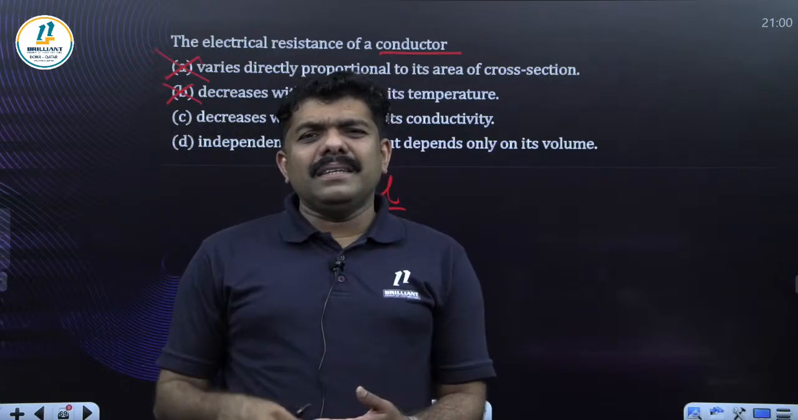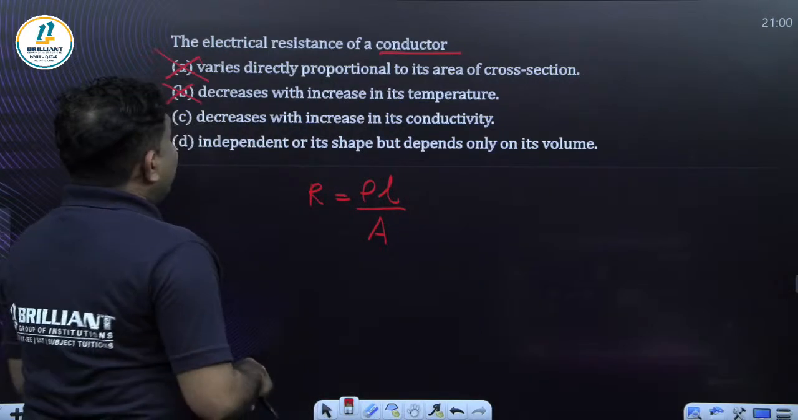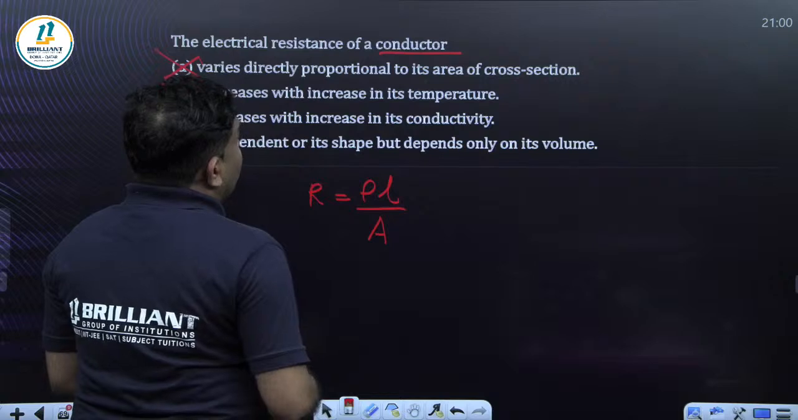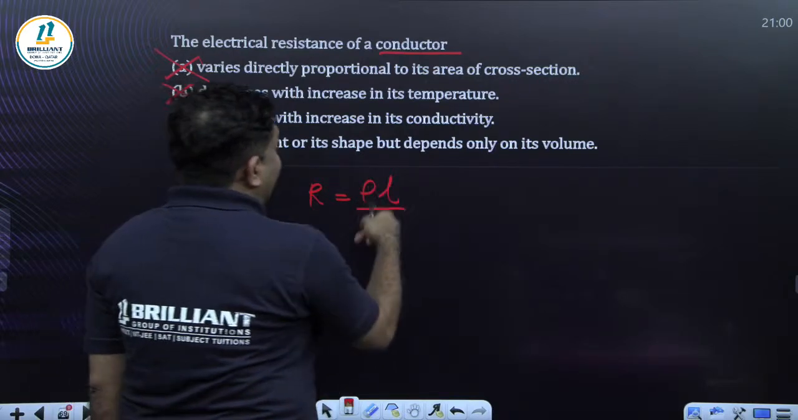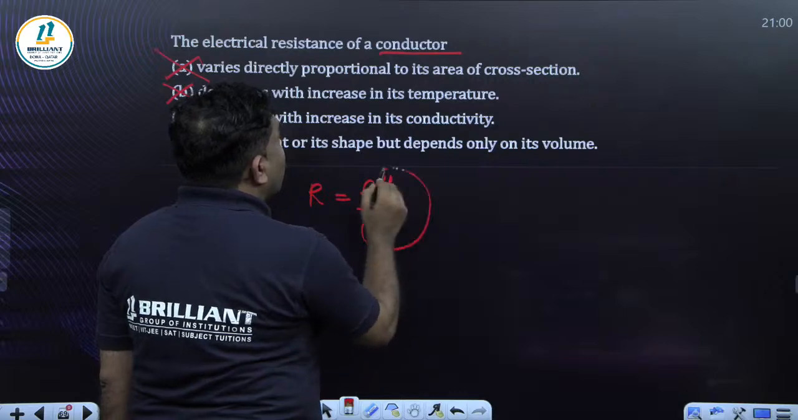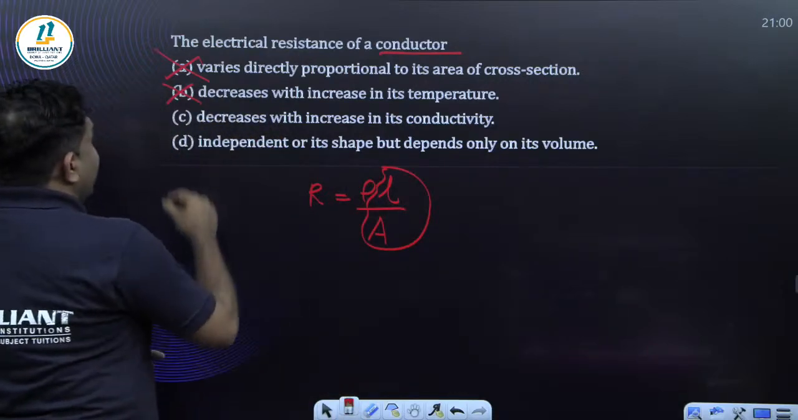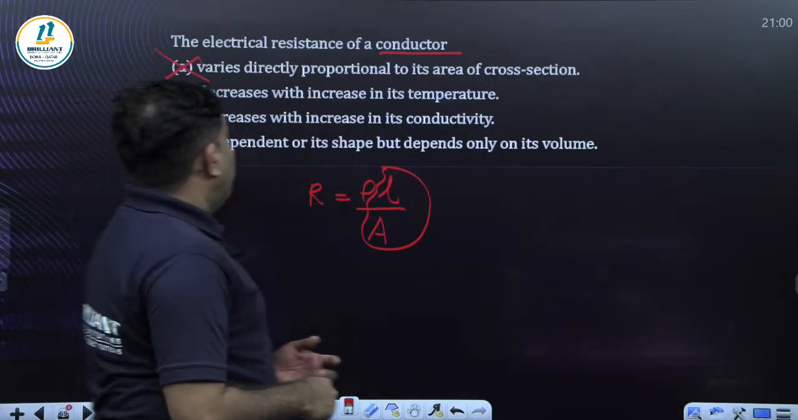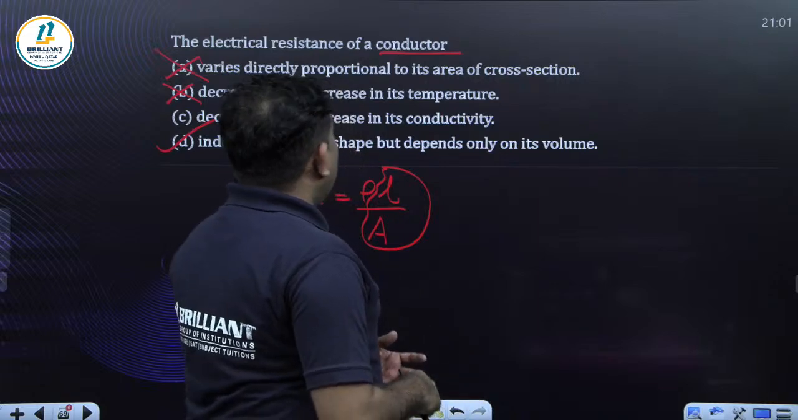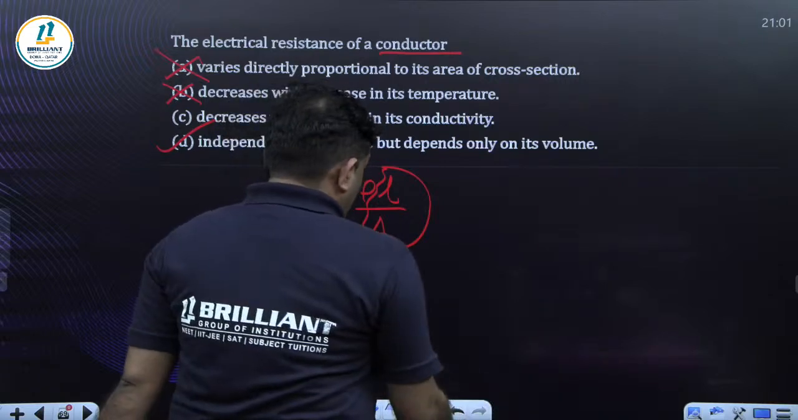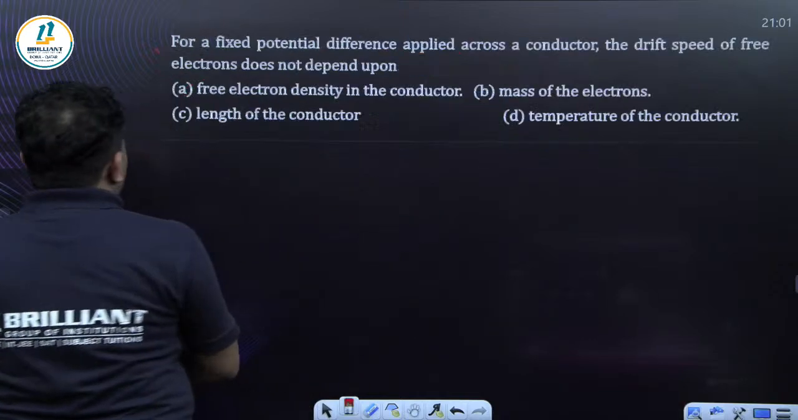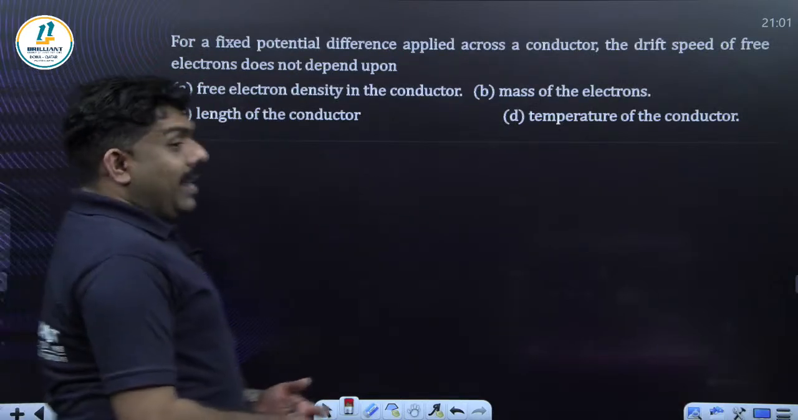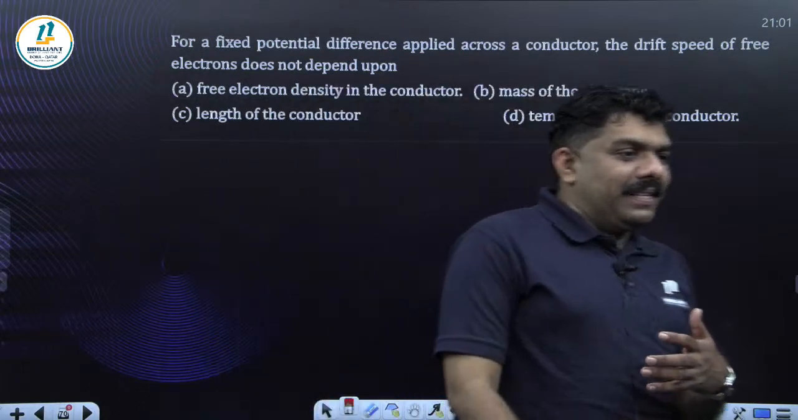When conductivity increases, resistance decreases. Then, independent of its shape but depends only on its volume: length and area together actually measure volume only. So we can say the right answer is D, independent of its shape but depends only on its volume, if the volume is constant. Now next one, the last two more questions, please see.